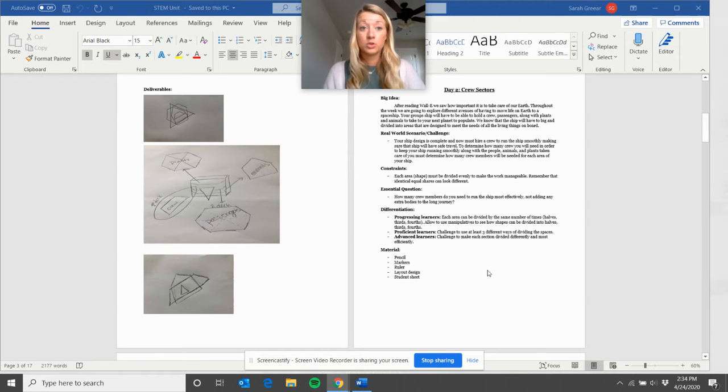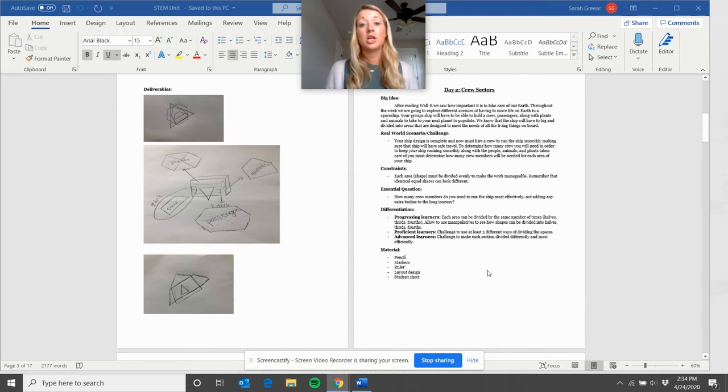Welcome back to the Geometry STEM Unit, Part 2. Day 2 is where students will then design the crew sector. They will be tasked with dividing each of their shapes into equal portions so that each crew member is responsible for an equal amount of work.